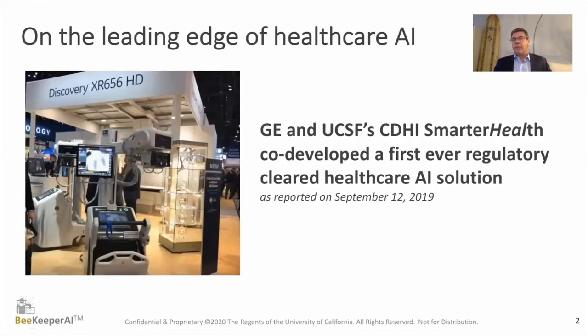The Center for Digital Health Innovation partnered with GE to develop the world's first FDA-cleared AI on a medical device. Pictured on the left, it is a suite of AI algorithms that detect emergent conditions in chest x-rays in the ICU setting. During the course of getting this product FDA cleared, we discovered that accessing data for validation and for algorithm training was a huge challenge.